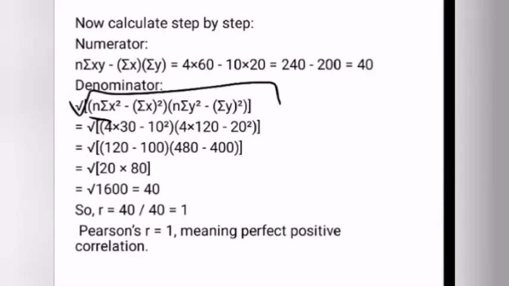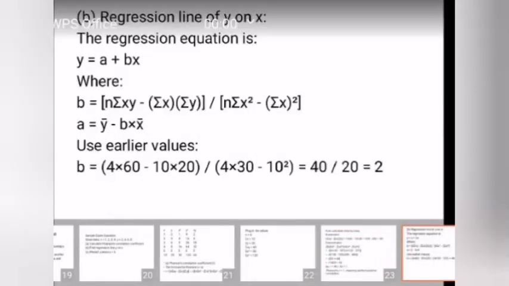So we have 120 minus 100. Remember, solve the brackets first using your BODMAS way of solving. Then 480 minus 400, that's 80. So we have 20 times 80, that's 1600. Then the square root of 1600 is 40. So putting back into our formula, r is numerator over denominator. So we have 40 over 40, which is 1. And when your r is 1, it means this is a perfect positive correlation.